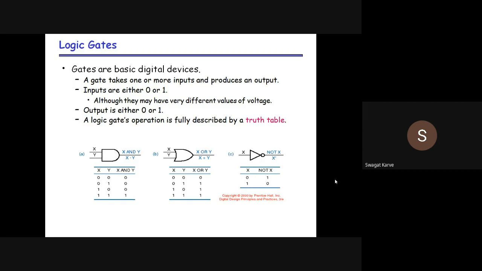Then, AND gate, right? What is the Boolean equation for the AND gate? A and B, or here in this case, as we have taken X and Y as inputs, you can see X and Y, or X dot Y, right?